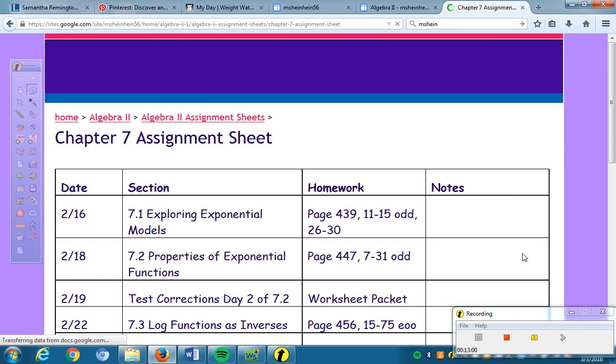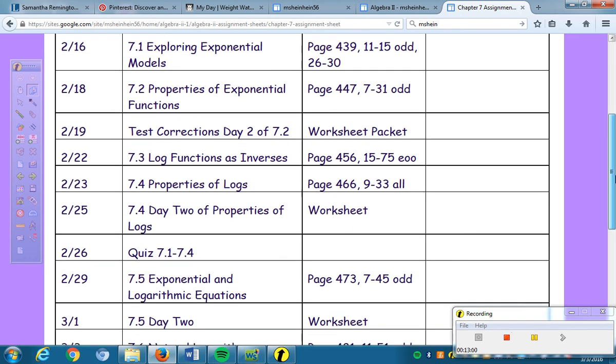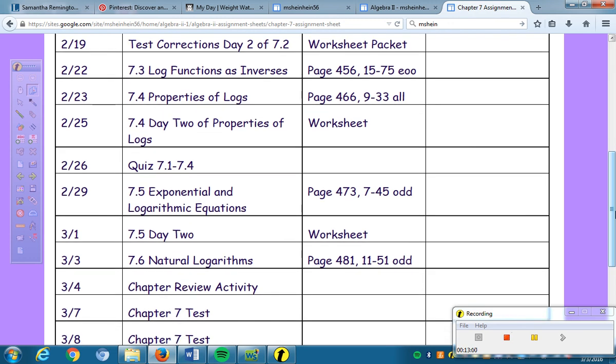All right. Homework. You can go fill that out. All right, 7-6. This is one of the two sections we're just doing one day on. We're doing 11 to 51 on page 481.